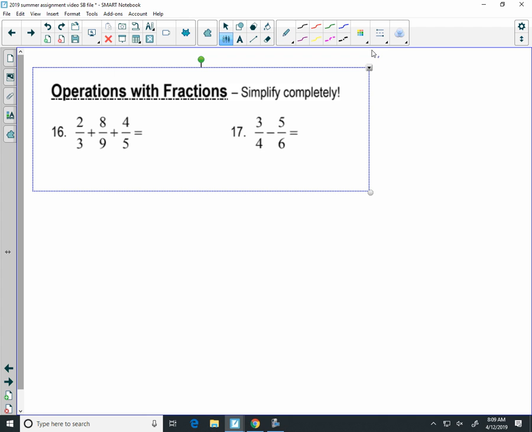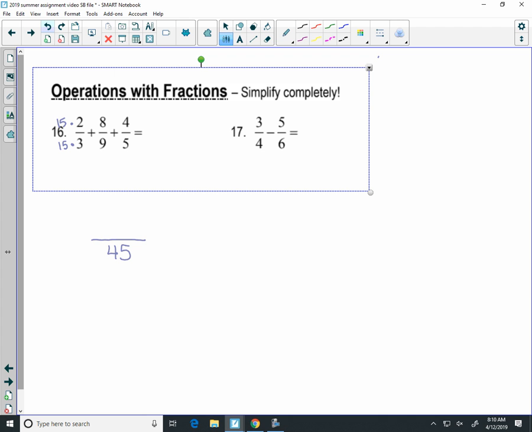So I like to look at the two bigger numbers. What do 9 and 5 both go into? Well, 45. 9 doesn't go into any of the other multiples of 5. So my common denominator is going to be 45. So I'm going to need to multiply my 3 fraction by 15. And whatever I do to the bottom, I have to do to the top.